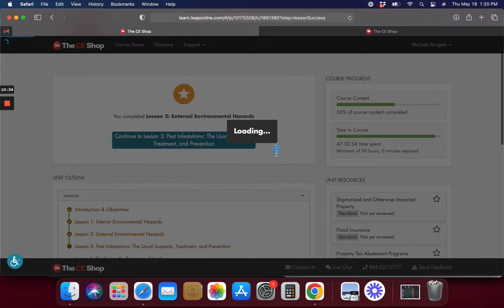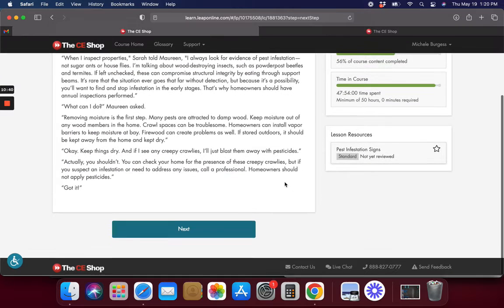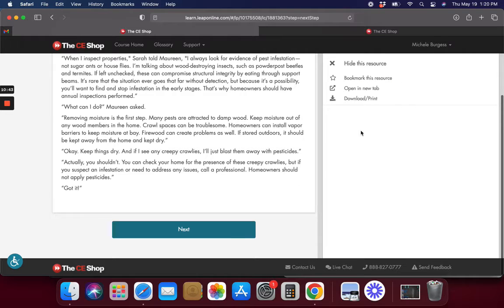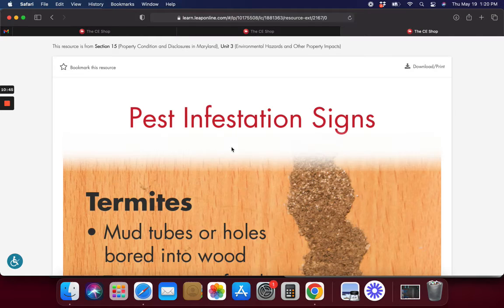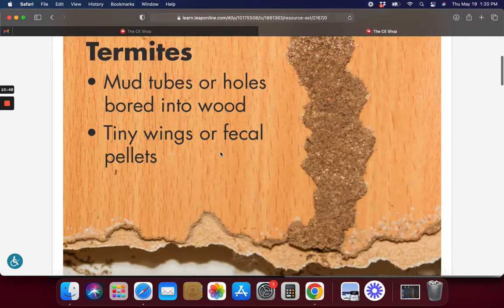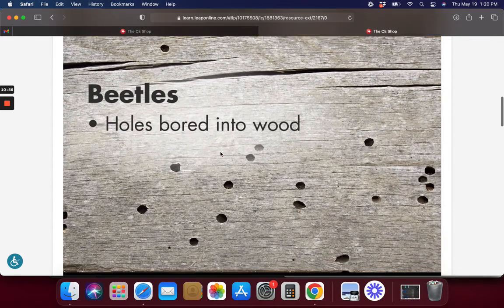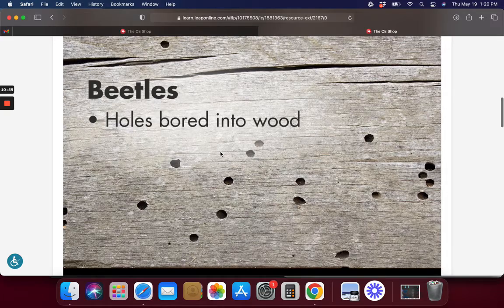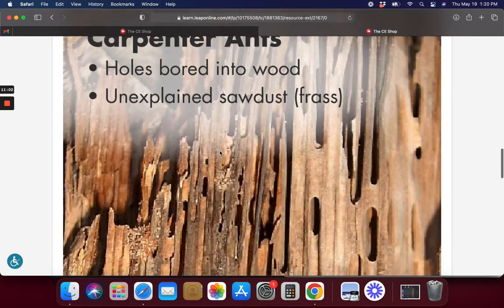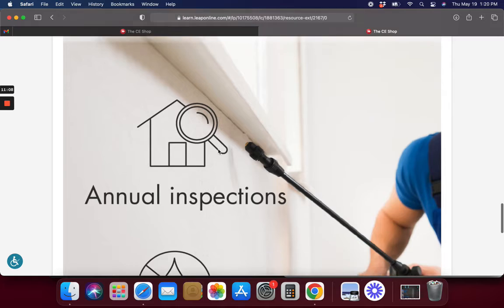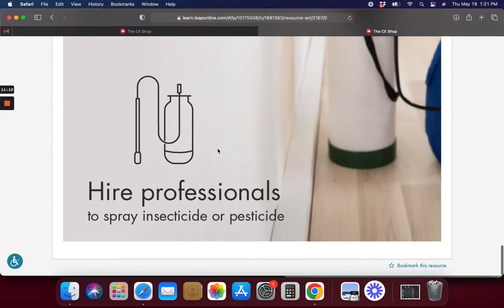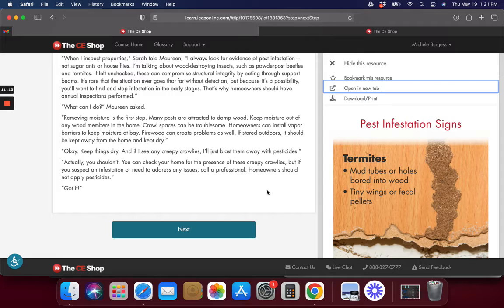Pest infestations, the usual suspects. Pretty common. All right, pest infestation signs. Signs of termites are mud tubes, tiny wings or fecal pellets. Beetles and carpenter ants leave holes bored into the wood. Prevention and treatment: annual inspections, remove moisture. Okay.